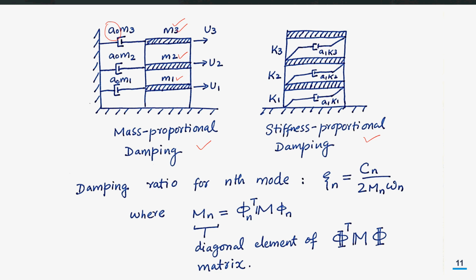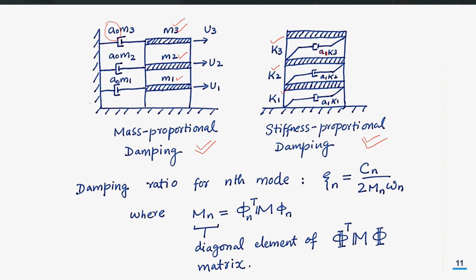Similarly, stiffness proportional damping can be represented in this form: the story stiffness of each of the stories is, let's say, K1, K2 and K3. Then the story damping will be represented by the multiplication of this coefficient A sub 1 by the stiffness of that story, K3, K2 and K1. So these are the two simplest models for formulation of the damping matrix: mass proportional damping and stiffness proportional damping.